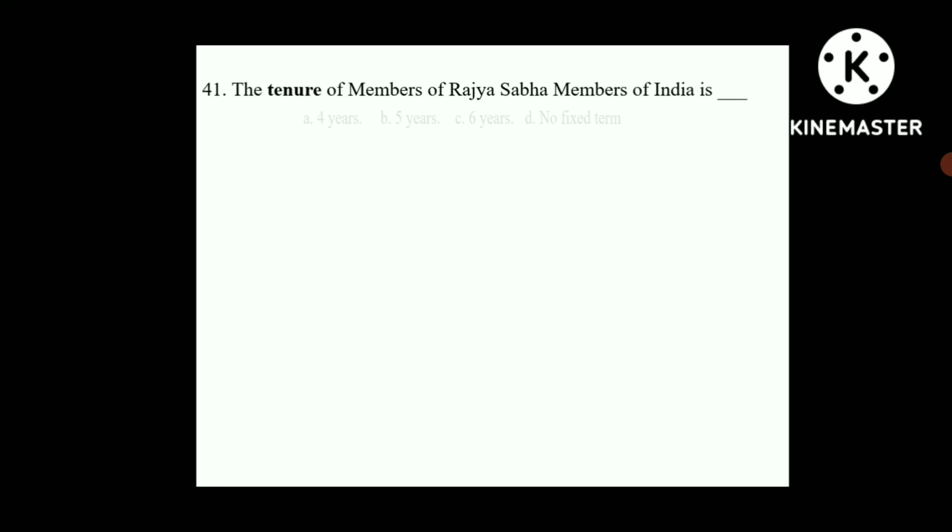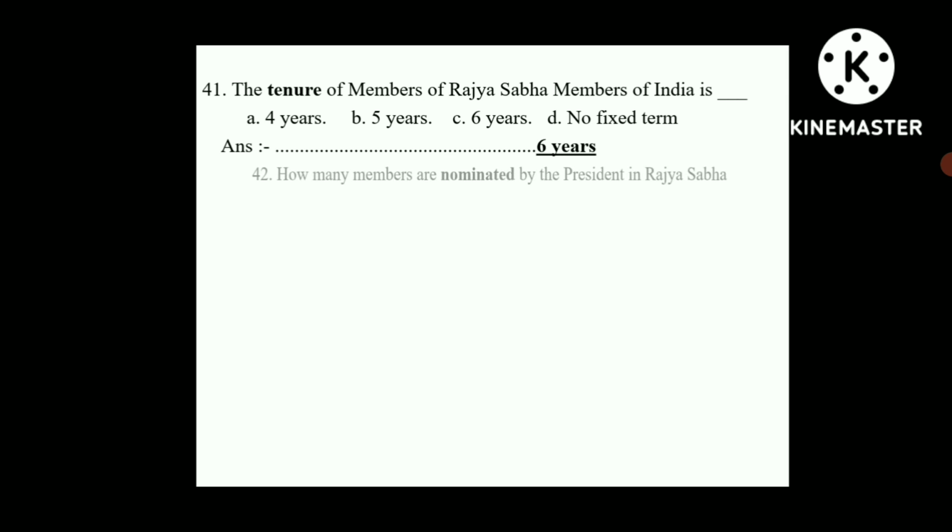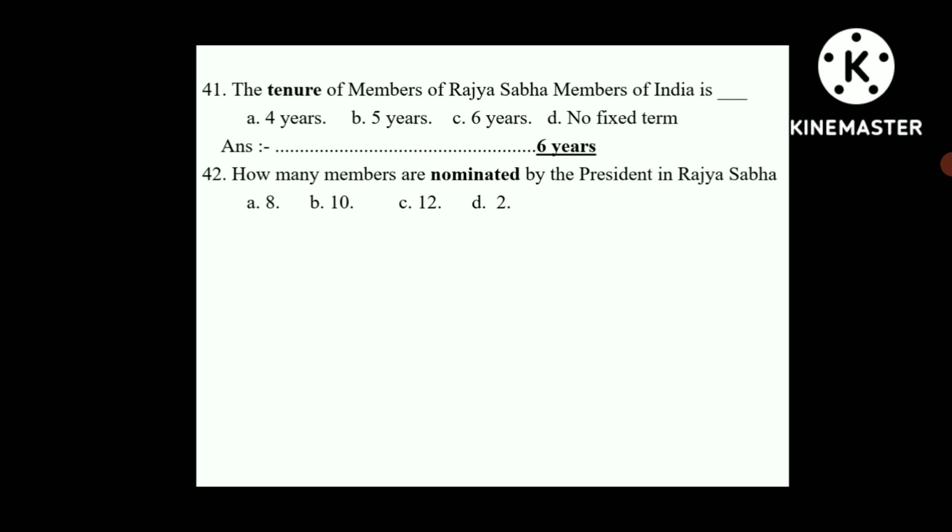Now coming to the tenure of the members of the Rajya Sabha. Kindly pay attention, it is the tenure of the members who are sitting in the Rajya Sabha, and the tenure is 4 years, 5 years, 6 years, or there is no fixed term. So it is 6 years. How many members are nominated by President in India? It is again the same repeated question that has been earlier asked, and it is 8, 10, 12 or 2. You all know, it is 12.